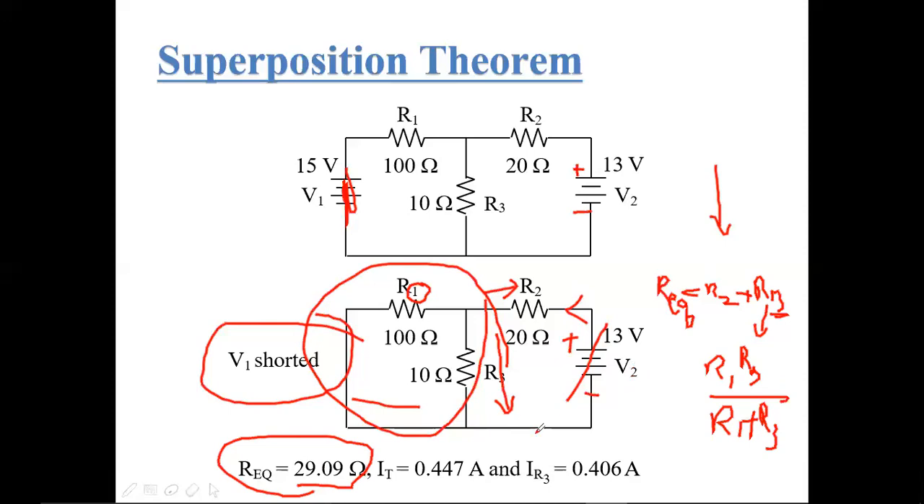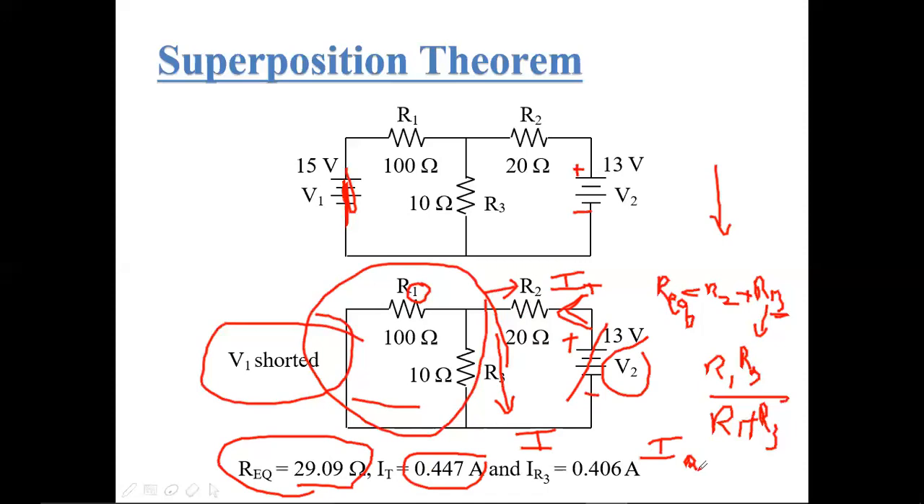Then you can easily find the total current IT. For finding the current, you should know the voltage and resistance. You already know the value of VT, and the resistance value is 29.09. After dividing 13 by 29.09, you will get 0.447, meaning 447 milliamps, which is the input current of this R3 branch. But here you want to find the current through the R3 element.